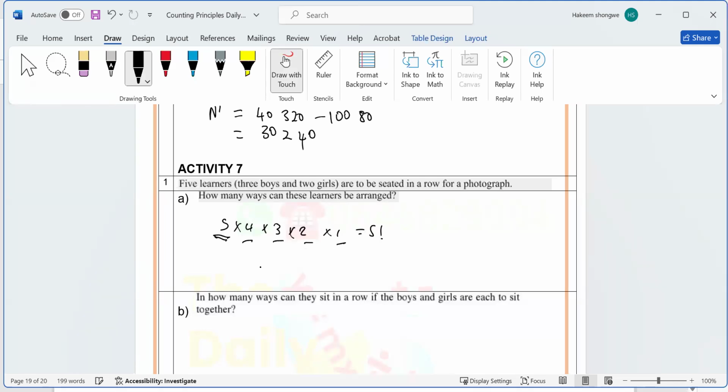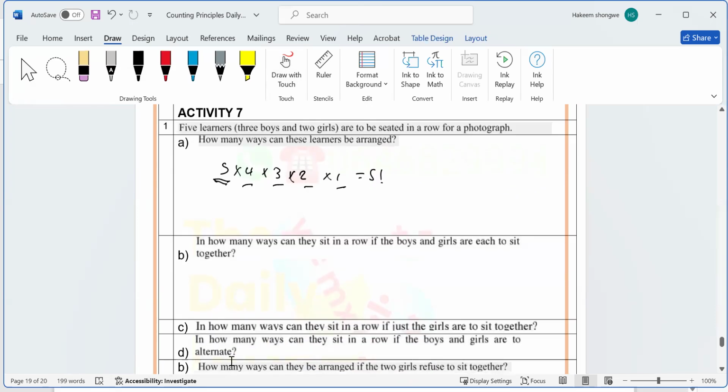What is 5 factorial then? It's 120. They can be seated in 120 different ways.